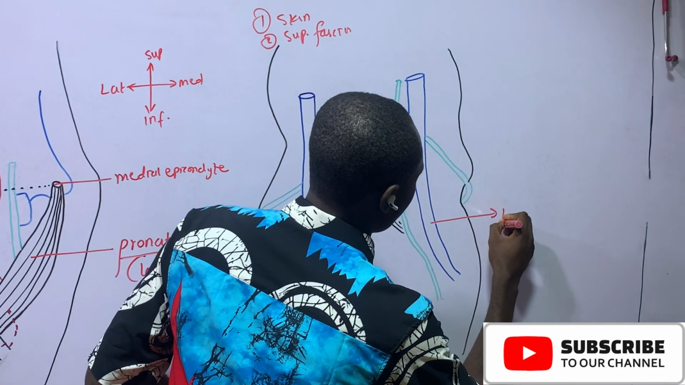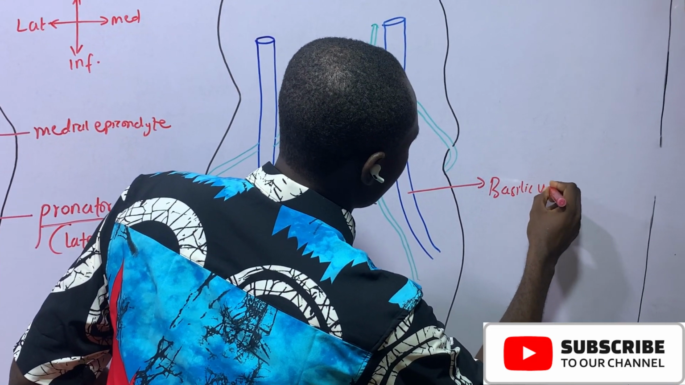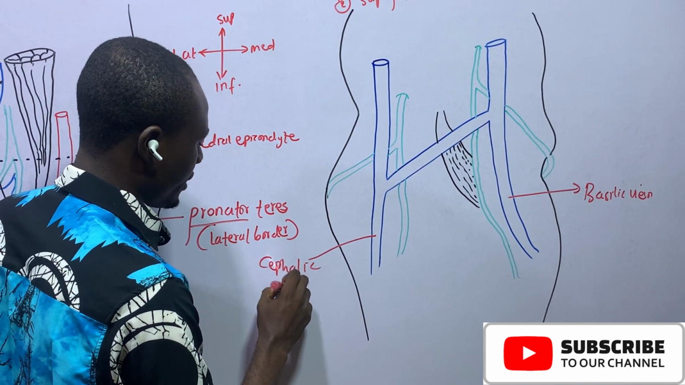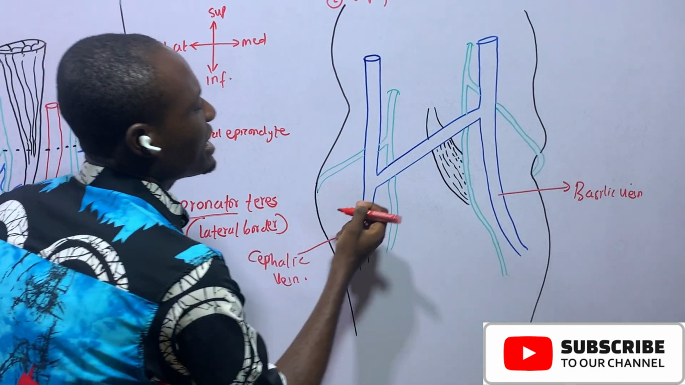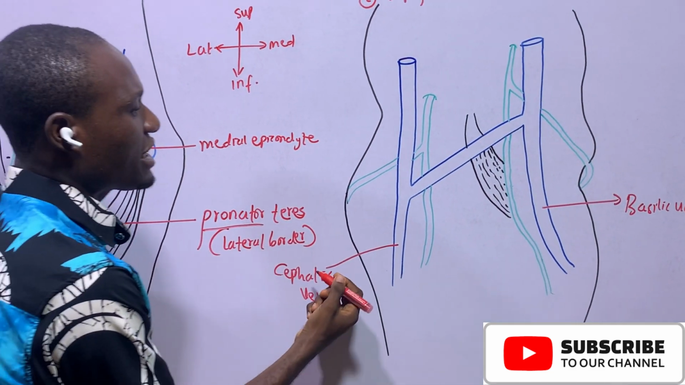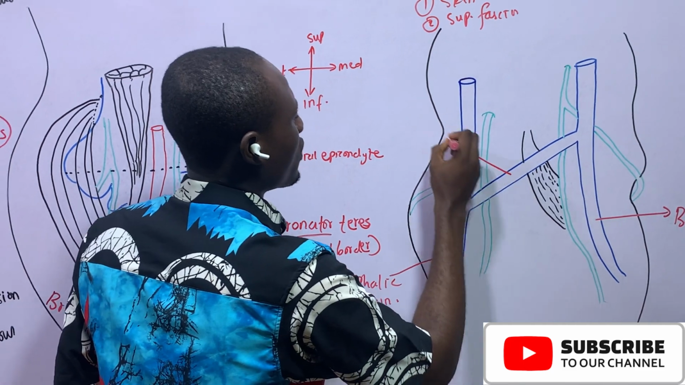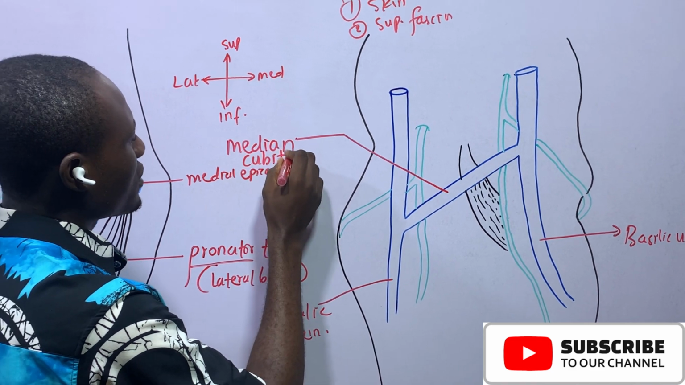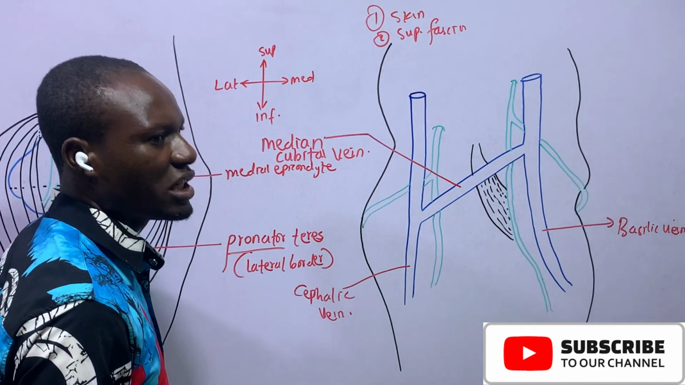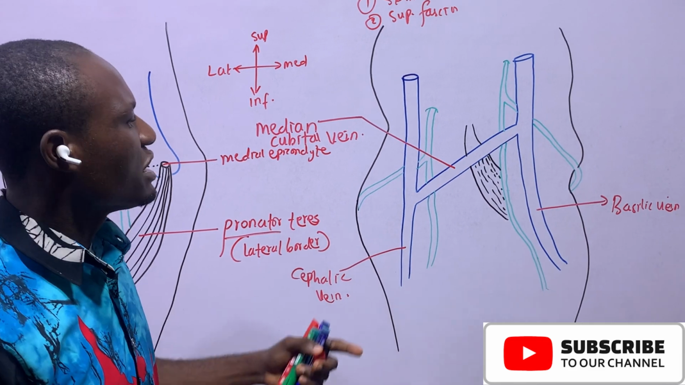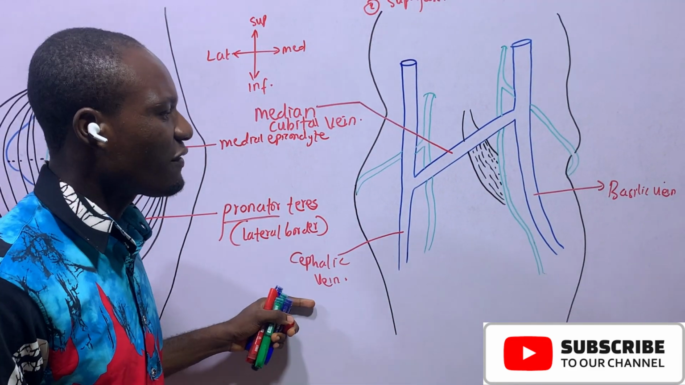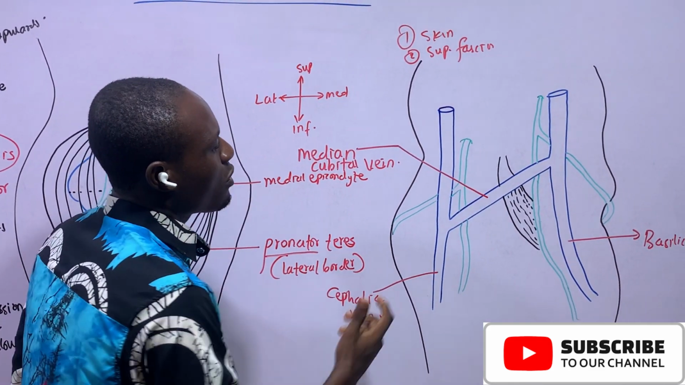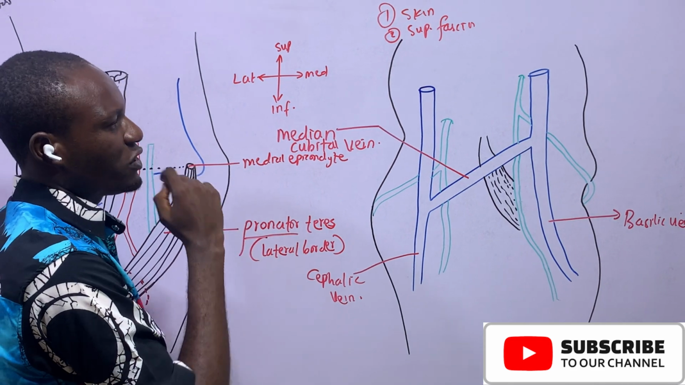This vein right here is the basilic vein. This vein right here is the cephalic vein. And this vein that runs proximomedially, connecting the cephalic to the basilic, is called the median cubital vein. The median cubital vein, which is the vein of choice in intravenous infusion, runs proximomedially, connecting the cephalic vein to the basilic vein, and that is high yield, med scholars. All right, so those are the structures we are going to find in the superficial fascia.